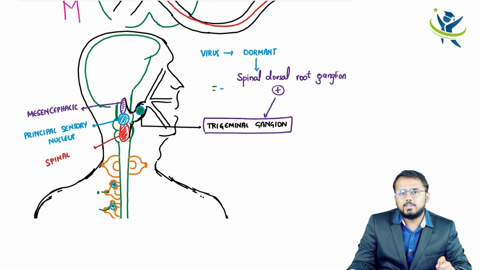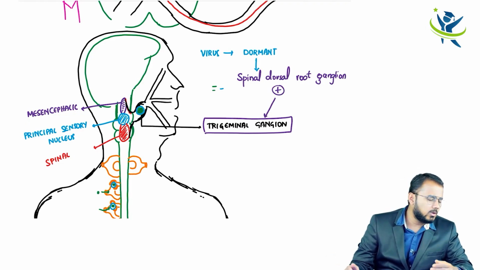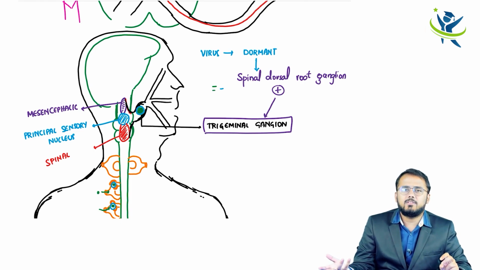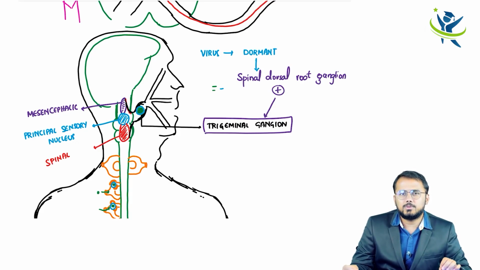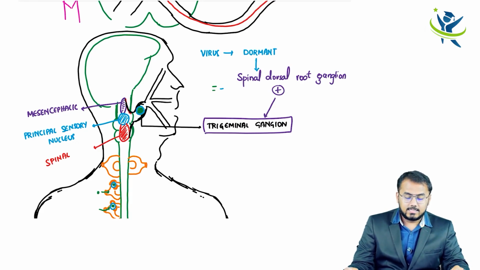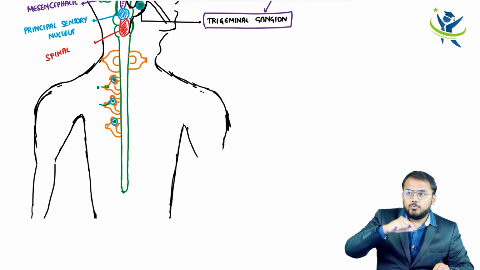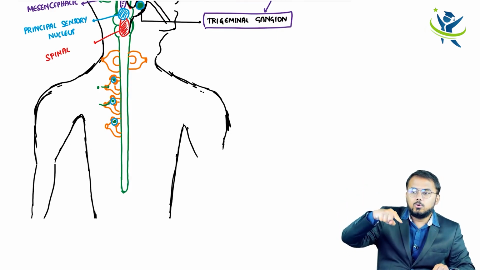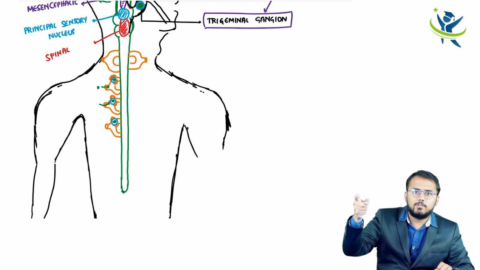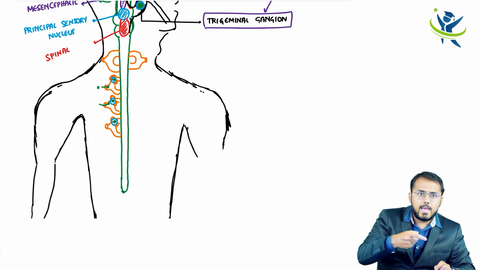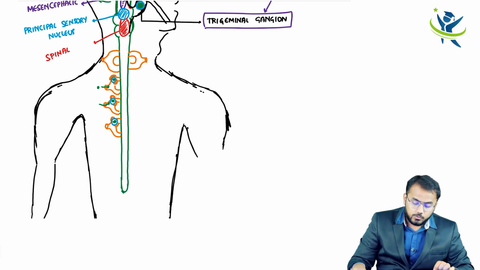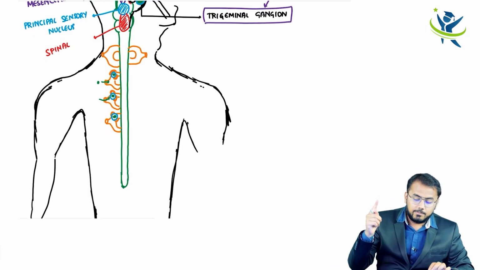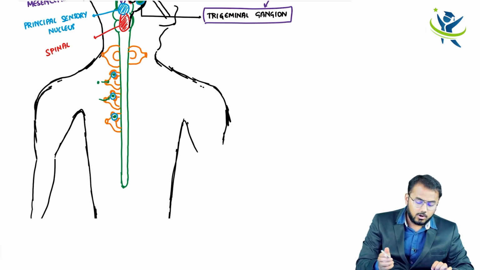It waits there, and finally one or the other day the patient will be affected with some sort of disease, maybe cold, maybe cough, or maybe some kind of bacterial infection. In that case, when the immune system of the person is too weak, the virus will know that. The way it went inside the dorsal root ganglion is called the retrograde way. Now from the dorsal root ganglion it will come back, and this is called the antegrade way.